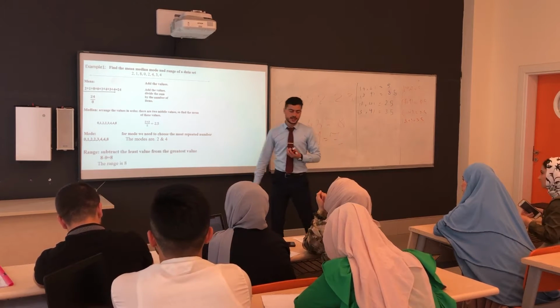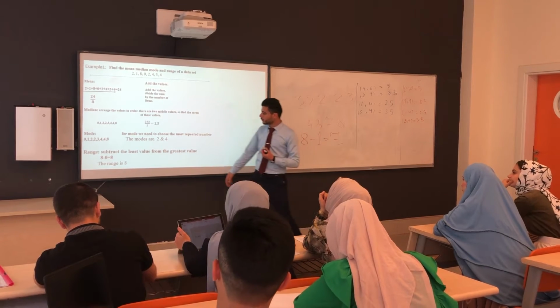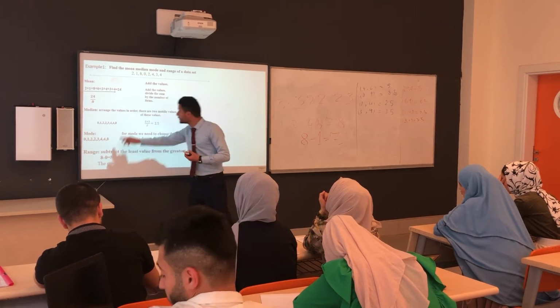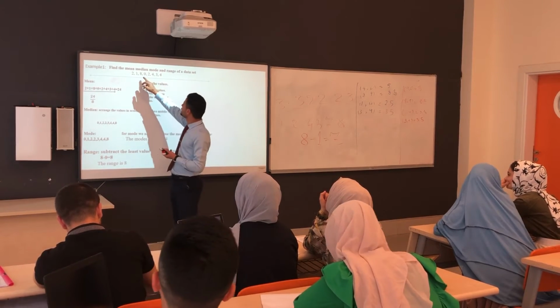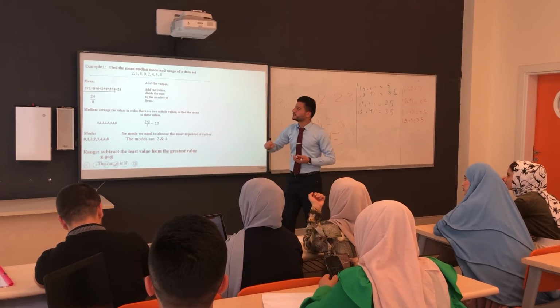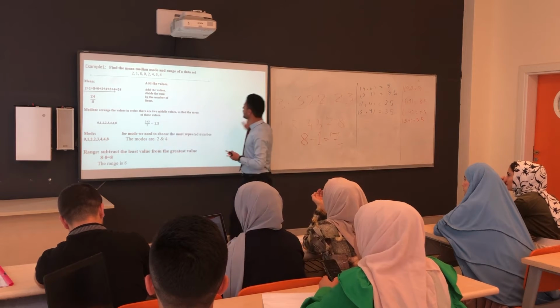Range. We said for the range, it is the difference between the highest number and the smallest number. For that one, we will subtract them. What's the smallest number? 0, and the greatest number is 8. So 8 minus 0 will be 8. Okay?